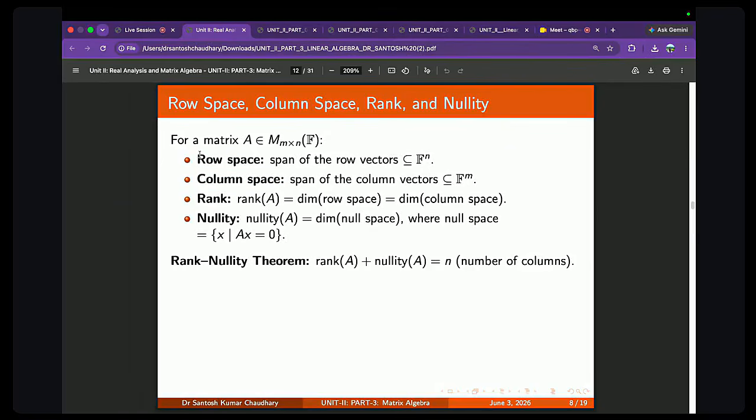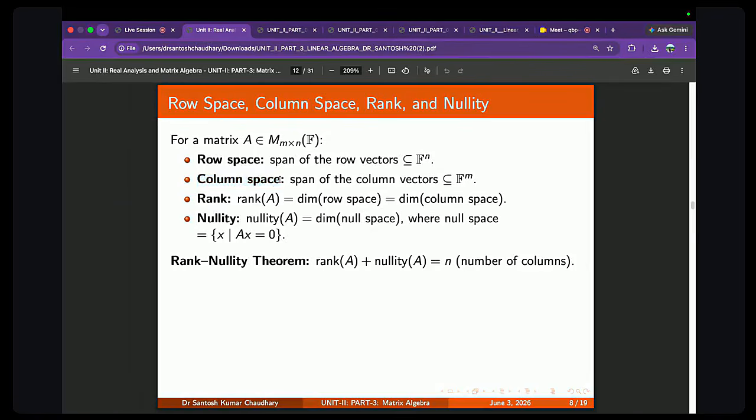Then what is a rank? If you take the dimension of the row space, which means the number of elements in a basis of the row space, and if you take the dimension of the column space, it will remain the same. The row space and column space are two different vector spaces, but they will always have equal dimension, and that dimension is called the rank of the matrix. Whether you find the number of linearly independent rows or the number of linearly independent columns, both will always be equal in any matrix.